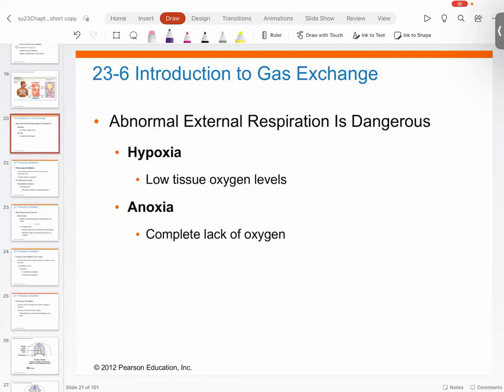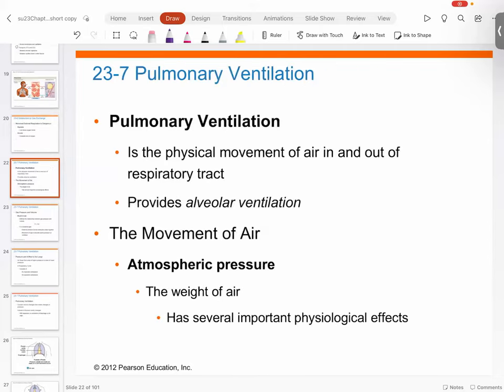So what we typically see, like cyanotic individuals, if they're turning blue, they're not anoxic typically. They're severely hypoxic is usually what they are. So there is some oxygen there. It's just not enough to support your needs. And so it's all about relative amounts.